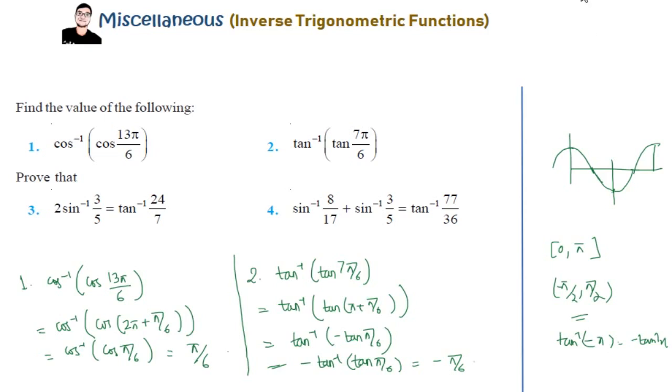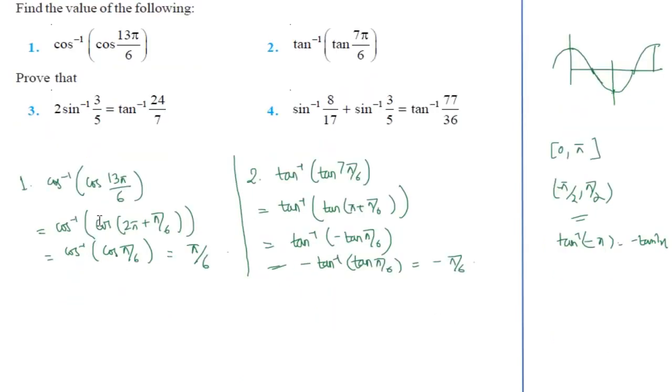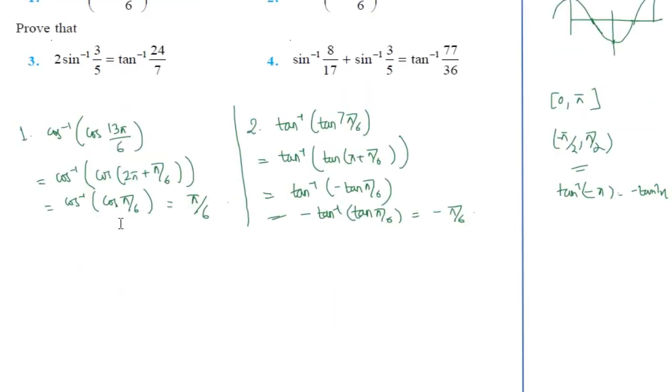Now coming to the third question. We need to prove this expression. There are many methods to solve it, but I will be taking the simplest method. So coming to question number 3, we have to prove that 2 sine inverse 3 by 5 is equal to tan inverse of something. Basically we have to first write sine inverse in terms of tan inverse, then we can operate with 2 tan inverse x.